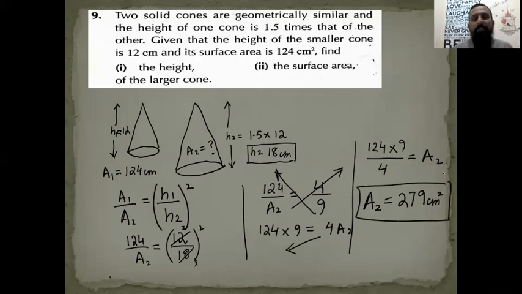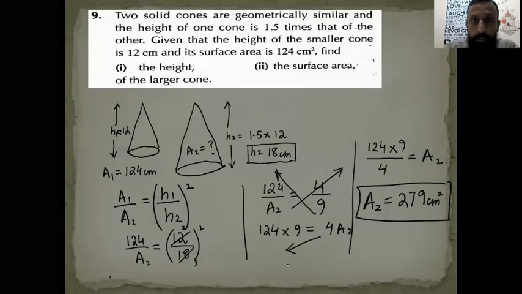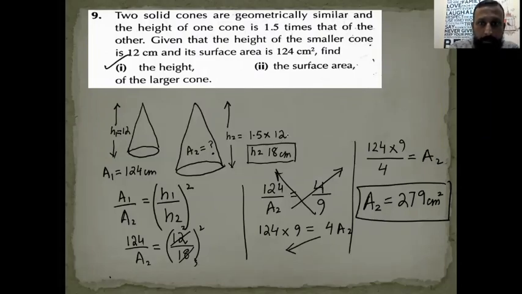We have simply applied the same formula, that is A1 upon A2 equals L1 upon L2 the whole square. So let's do the next part of the question. Okay, so there is no other part. We have found the first part, the height. So this is the answer of the height. That is, height h2 is 1.5 times the height of the smaller cone. 1.5 multiplied by 12 equals h2, which is 18.